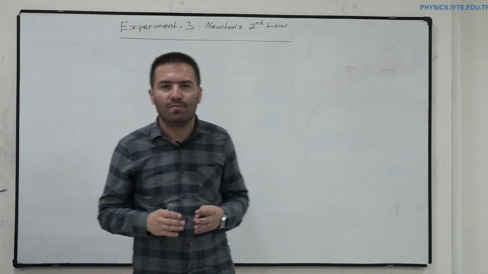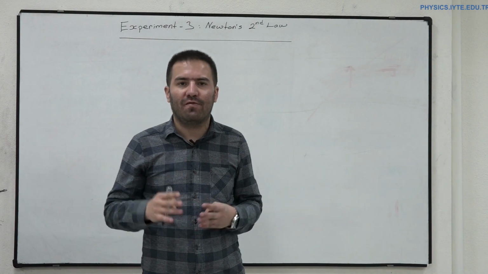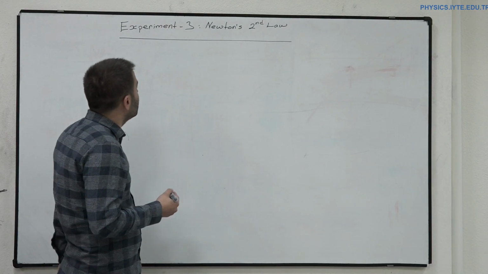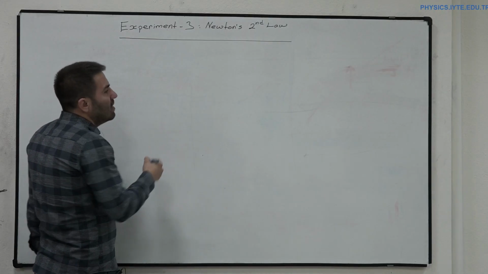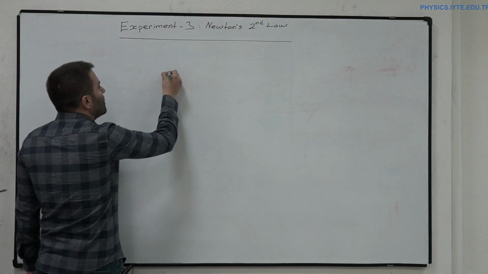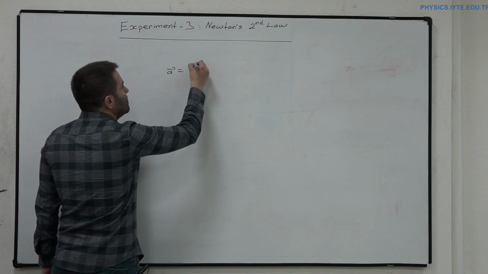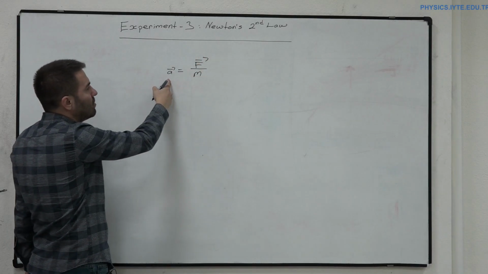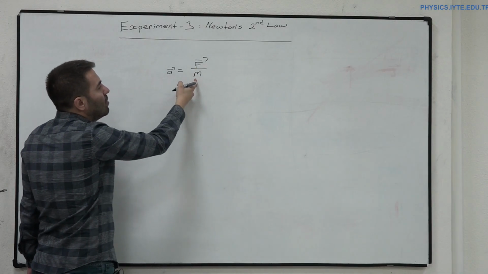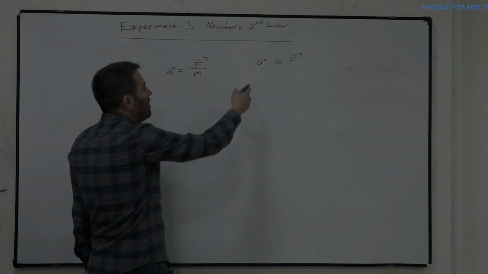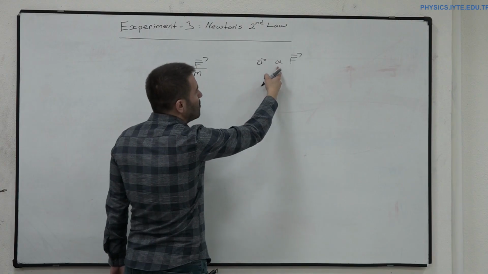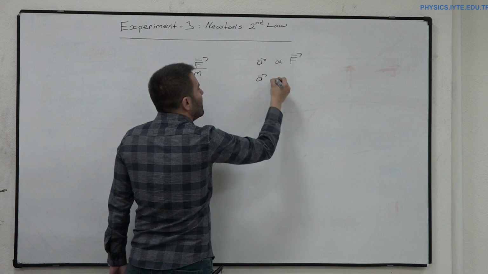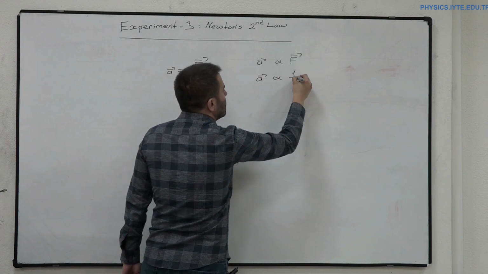Now, our aim today is to verify Newton's second law, to prove Newton's second law. Generally I like to write the equation like this: the acceleration is equal to the force over the mass. Acceleration is directly proportional to the force, and it is inversely proportional to the mass.